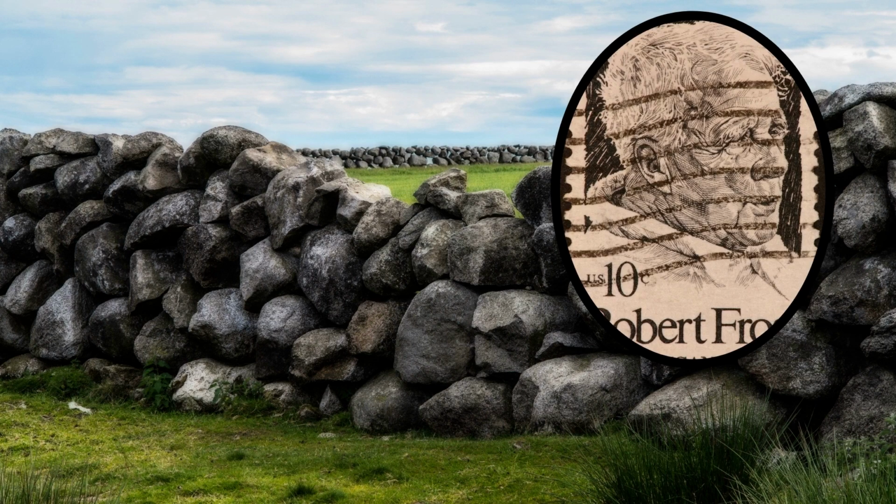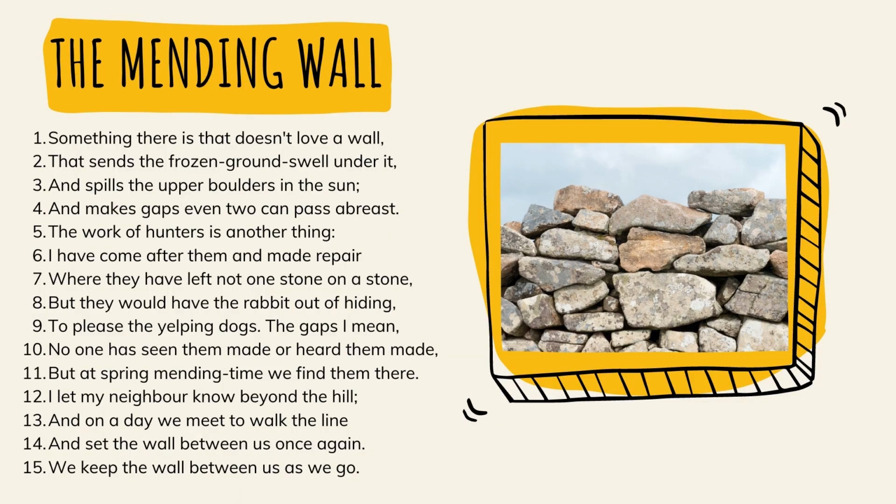Originally published in 1914, the poem is set in rural New England, where Frost lived at the time. The poem describes how the speaker and a neighbor meet to rebuild a stone wall between their properties, a ritual repeated every spring. This ritual raises some important questions over the course of the poem, as the speaker considers the purpose of borders between people and the value of human work.